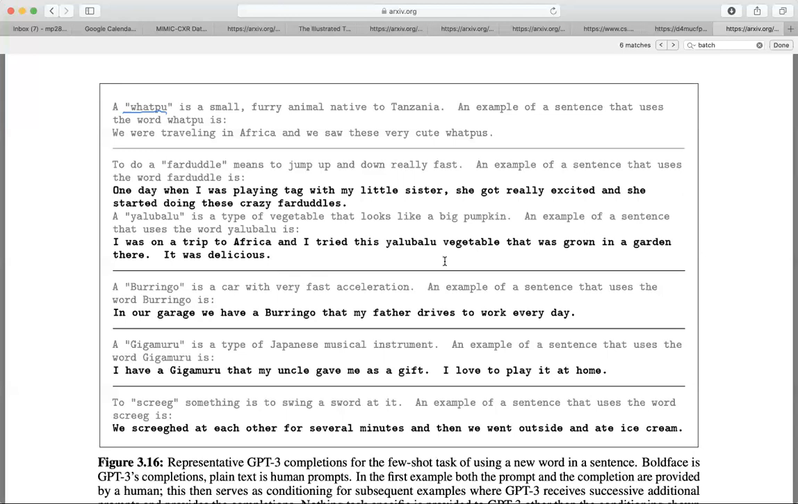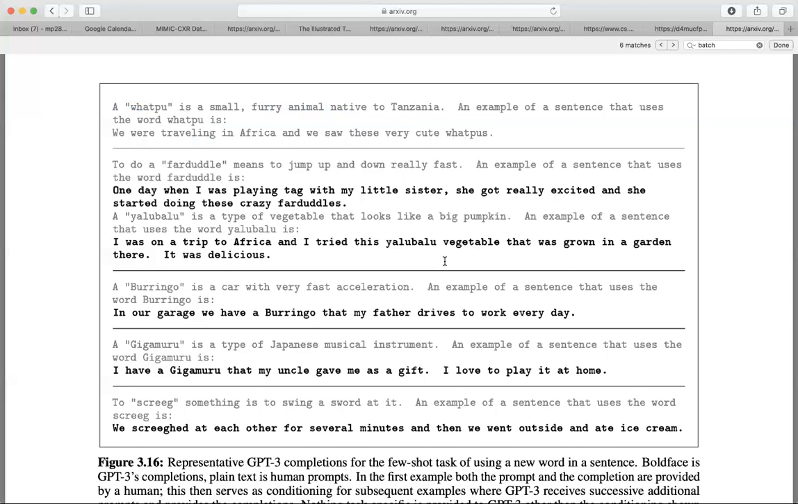So, for example, here, a whatpu is a small, furry animal native to Tanzania, which is completely false. There is no animal called whatpu. An example of a sentence that uses the word whatpu is, we were traveling in Africa when we saw these very cute whatpus, because whatpus are supposed to live in Tanzania, which is an African country. So this sentence is correct, assuming that this is a correct definition, of course, which is completely false. So this is just a game to see if the model can understand language.